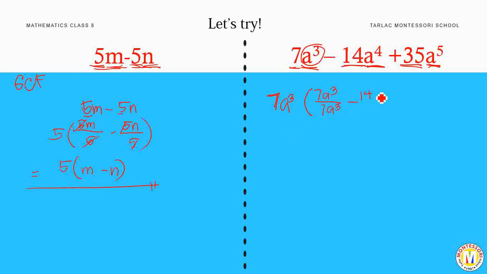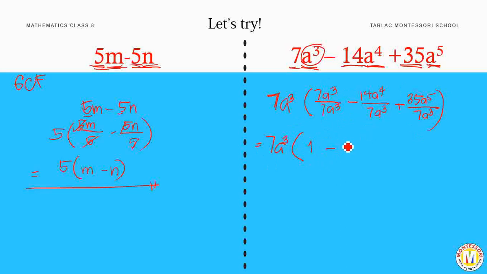So this one, 14a raised to 4 divided by 7a raised to 3, plus 35a raised to 5 divided by 7a raised to 3. And then we're going to simplify this further by dividing all of the terms that we have inside the parentheses. We will just rewrite 7a raised to 3. This one would be 1 since they are the same. The numerator and the denominator are the same, so you'll be left with 1.